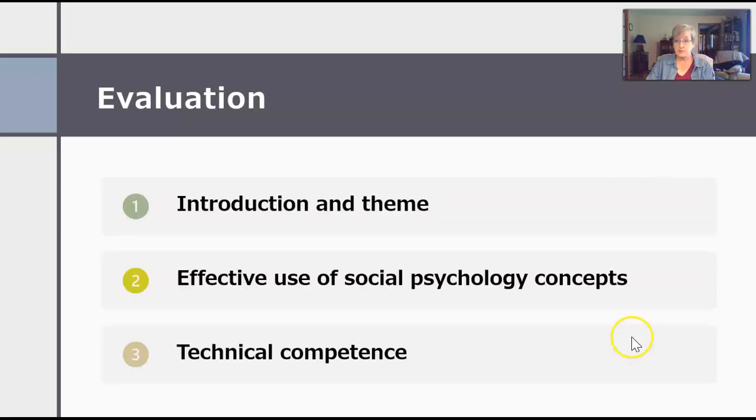What I'm going to evaluate you on: I'm going to evaluate the introduction and the theme. So that would be an evaluation of the content of your first paragraph. And I'm going to wrap around and evaluate also your conclusion. Second, the effectiveness of your use of the social psychology concepts. And also I will be assessing your writing.